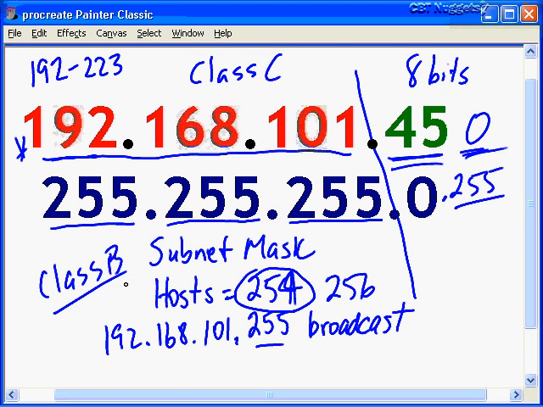Okay? Fewer networks, you don't get 2 million, but you've got 65,534 hosts per network. That's why Class Bs are also very popular, especially in small to medium-sized businesses and larger organizations. So again, our Class A, Class B, Class C addresses, it's very, very important to memorize some key information.